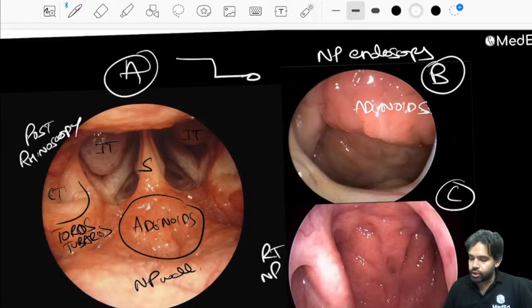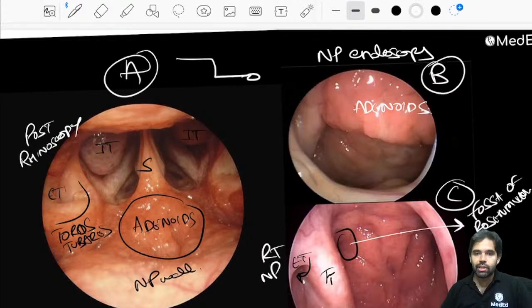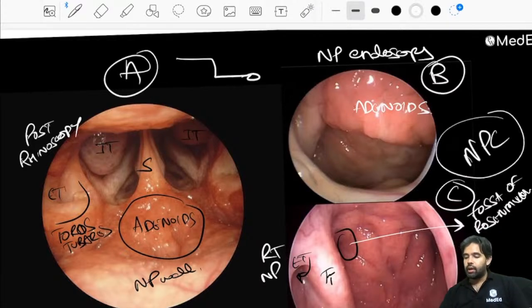You can see the eustachian tube opening over here, the eustachian tube opening. This is the torus tubarius, turban like turning, and this over here is the fossa of Rosenmuller. What cancer originates from the fossa of Rosenmuller? Okay, so this is the site for nasopharyngeal carcinoma.